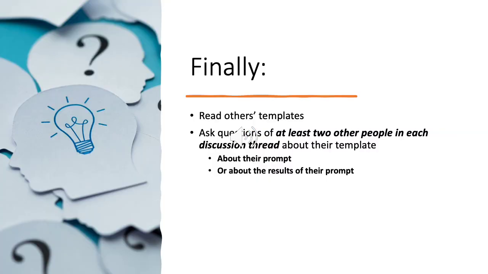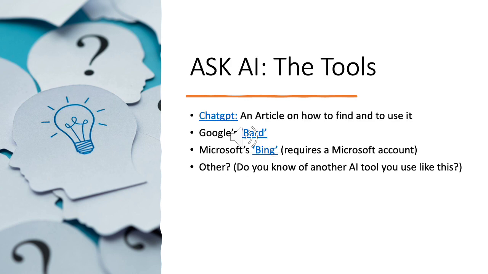Finally, each week, read other people's templates. Ask questions of at least 2 other people in each discussion thread about their template, about their prompt, or about the results of their prompt. Here are the 3 main tools currently available to use in the completion of this assignment. One is ChatGPT, the other is called Bard by Google, and the third one is Bing Chat by Microsoft. If you know of others, please let me know.